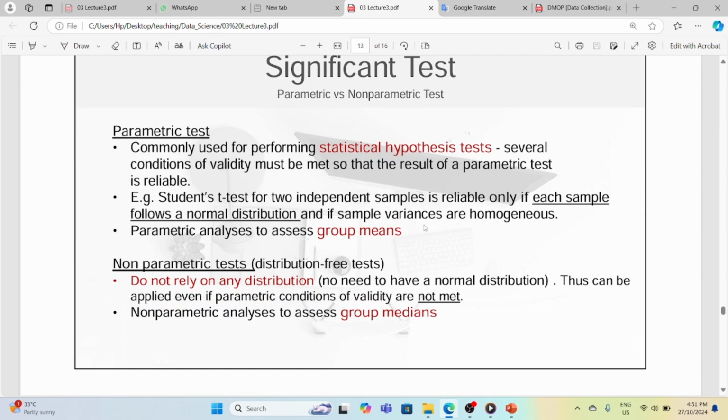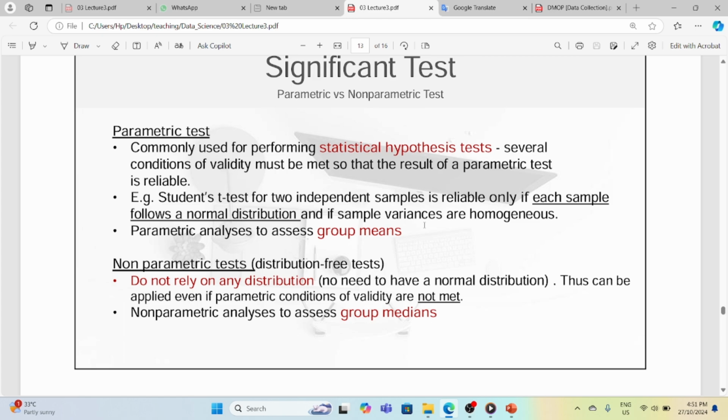Scientific test, parametric versus non-parametric test. Parametric tests are commonly used for performing a statistical hypothesis test. Several conditions for validity must be met so that the result of the parametric test is reliable. For example, a student's t-test for two independent samples is reliable only if each sample follows a normal distribution and if the sample variances are homogeneous. Parametric analysis assesses group means.